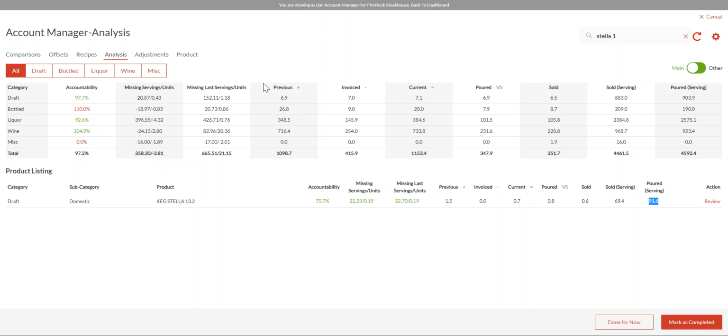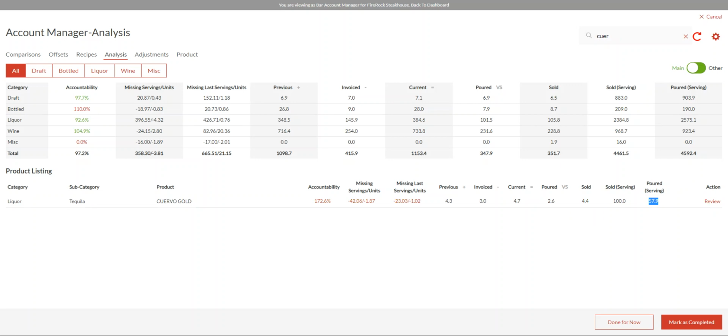A second broad thing to look at is to try and understand if the product is missing an amount or is over an amount. Let's explain this. In the case here, we're looking at Stella, and this is a missing quantity. Whenever a product is missing, you'll see that accountability will be below 100%, and you'll see that the number of servings that have been sold will be less than the amount that was poured, indicating obviously we poured more than we sold, and therefore we have missing product.